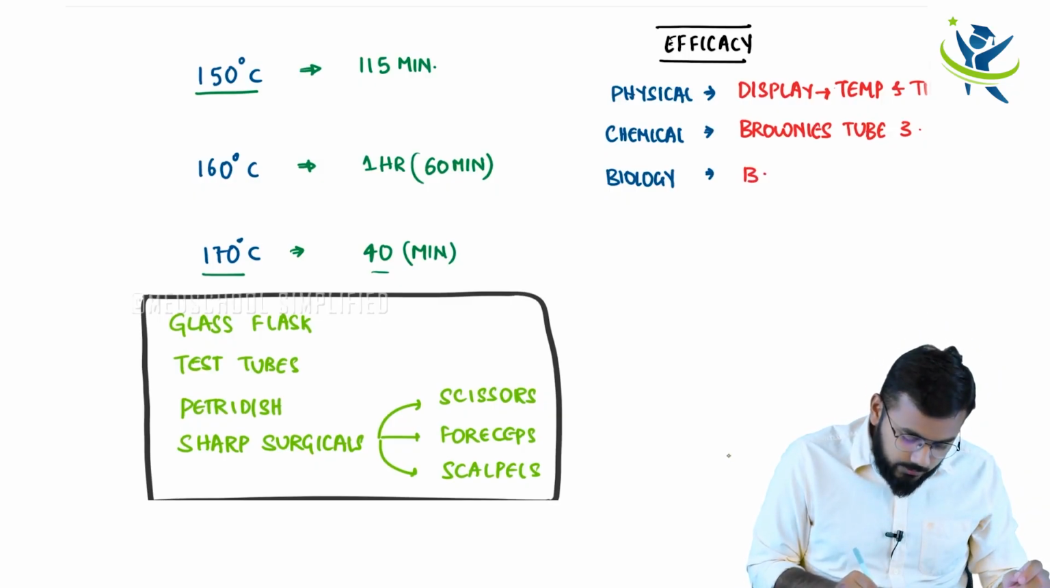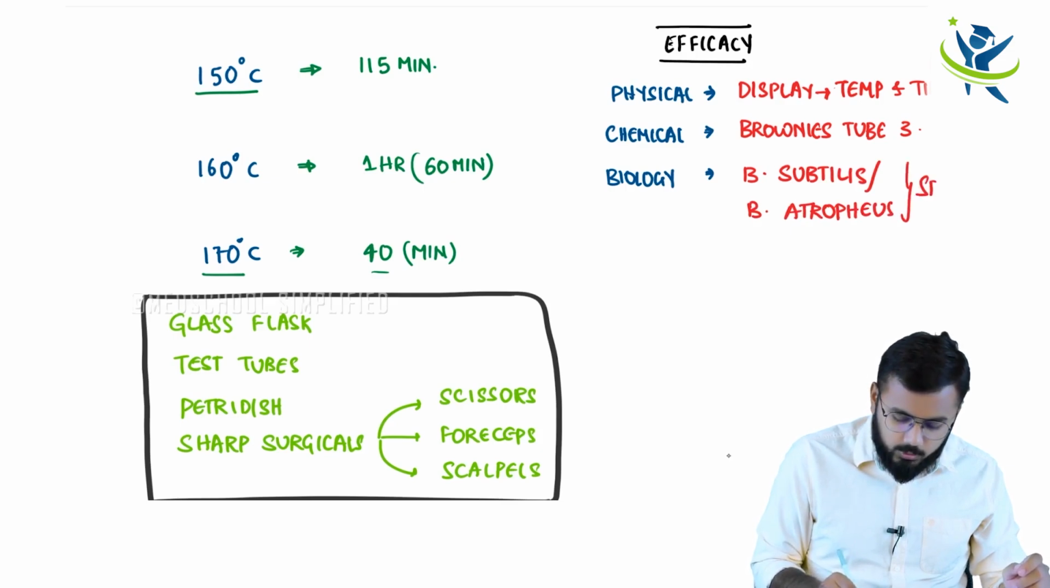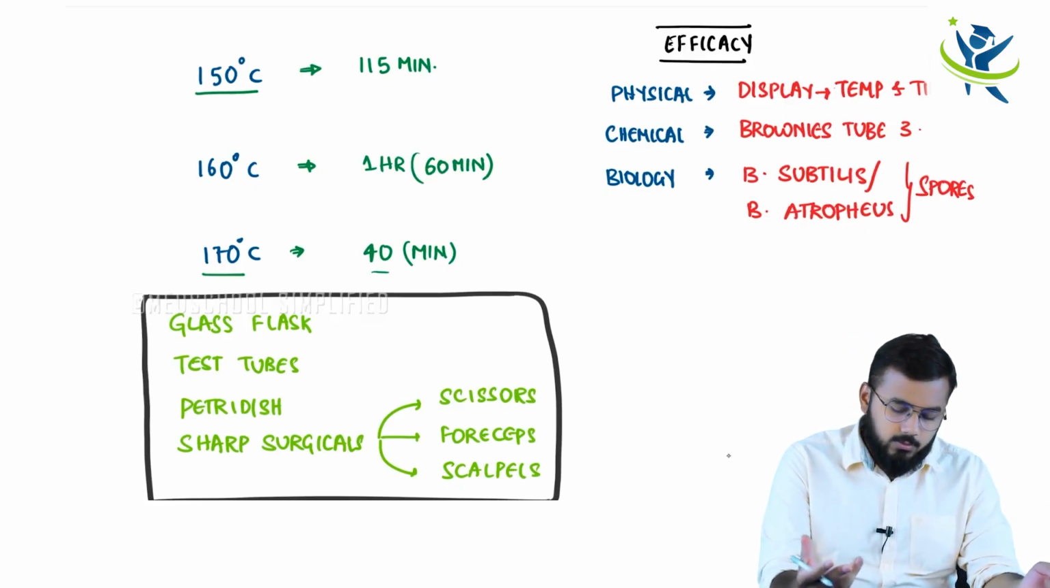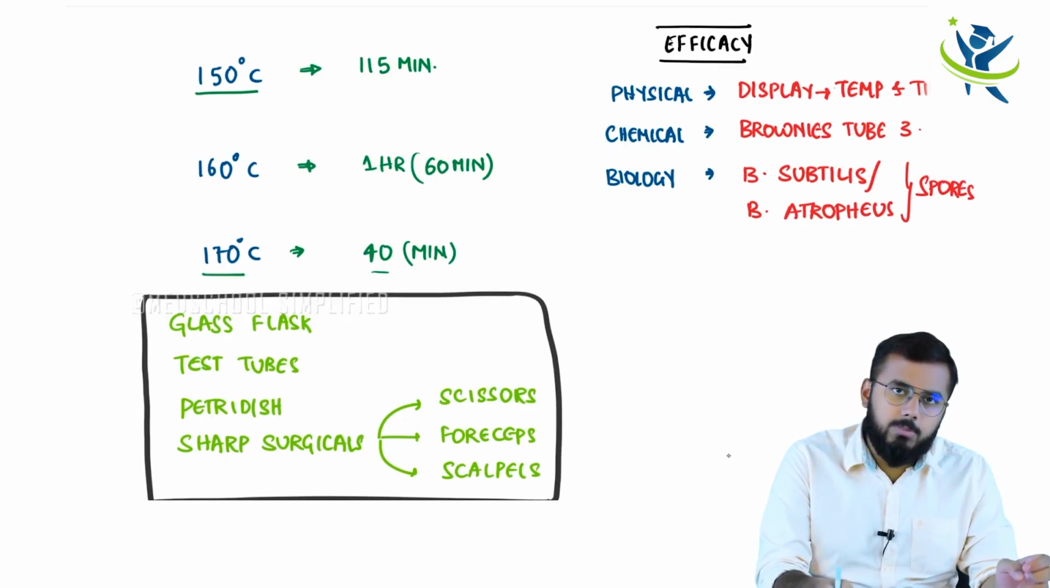We basically use Bacillus subtilis, or we use Bacillus atrophaeus. So basically you use the spores of these bacteria. Bacillus subtilis and atrophaeus, you use the spores of these bacteria to check the efficacy. Okay, so this will be your biological method.